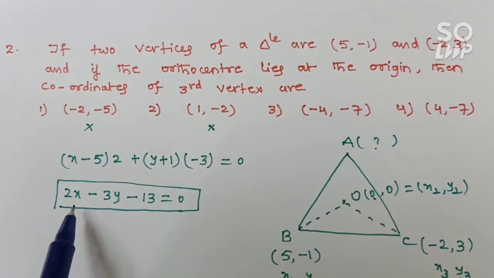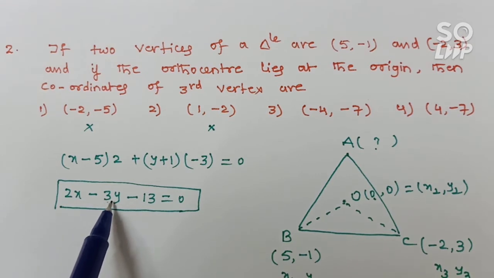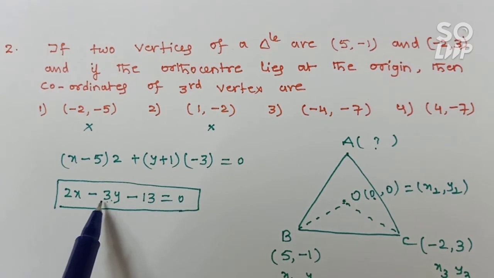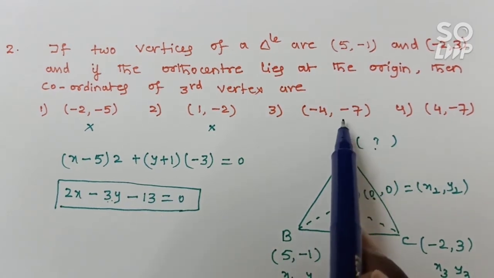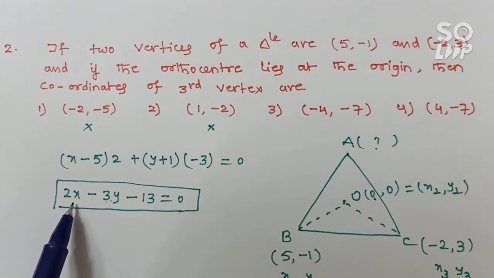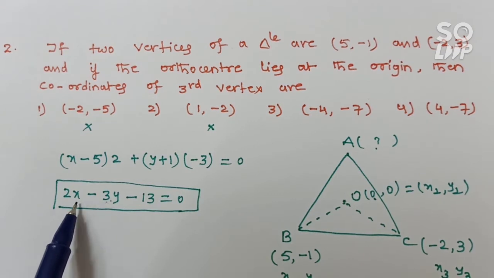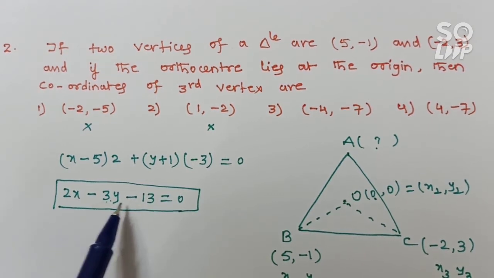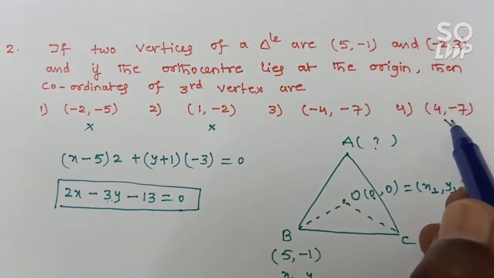Minus 4 minus 7. Minus 4 minus 7 is minus 8 plus 21. Minus 8 plus 21 is 13. 13 minus 13 is equal to 0. So this one is satisfying. And check that fourth one. 4 comma minus 7. 4 2s are 8 plus 21. 8 plus 21 is 29. 29 minus 13 is not equal to 0. So this one is also not satisfying.